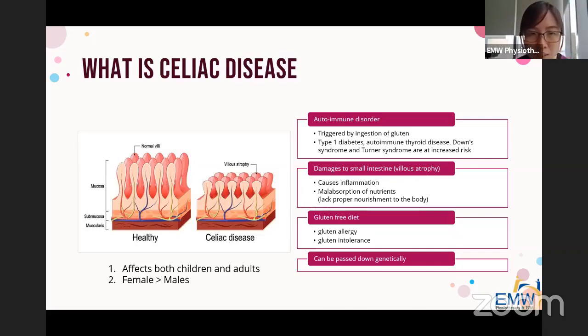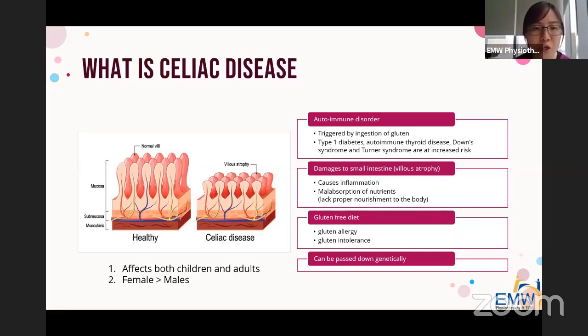People with underlying conditions such as type 1 diabetes, autoimmune thyroid disease, or chromosomal disorders such as Down syndrome and Turner syndrome are at increased risk of getting celiac disease. As it causes damage to the small intestine, it is also known as villous atrophy.